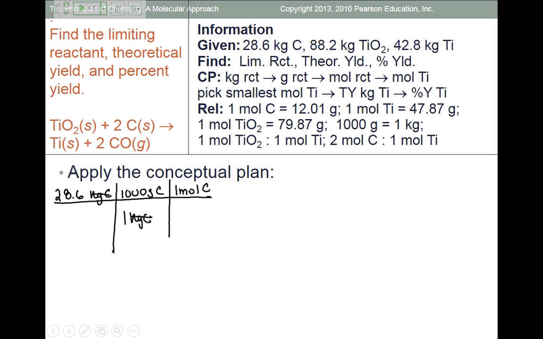Our mole of carbon goes on the top, and our 12.01 grams of carbon goes on the bottom, so we can cancel out. So if we calculated this, we'd have our moles of carbon. You don't necessarily need to get that number.